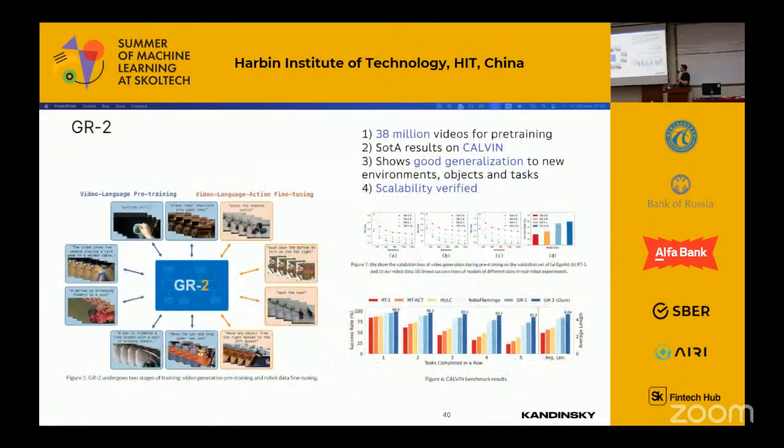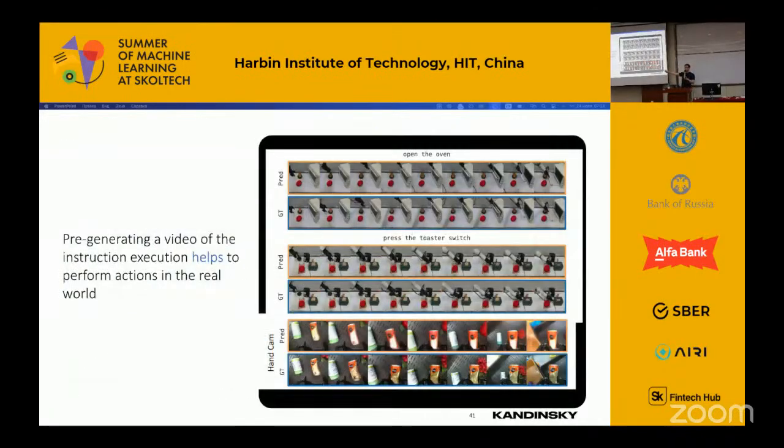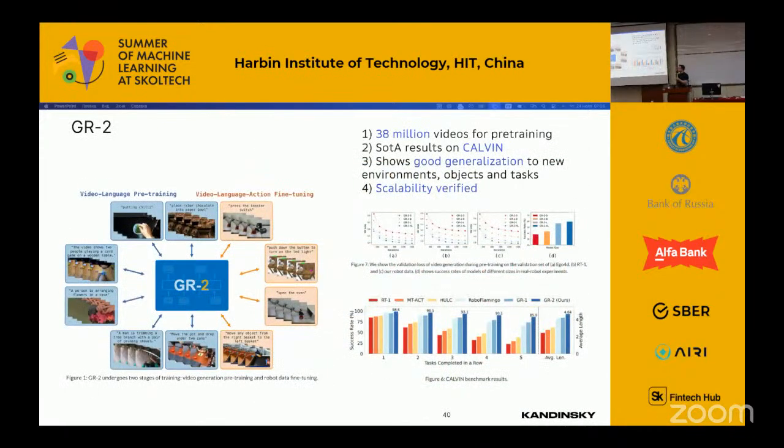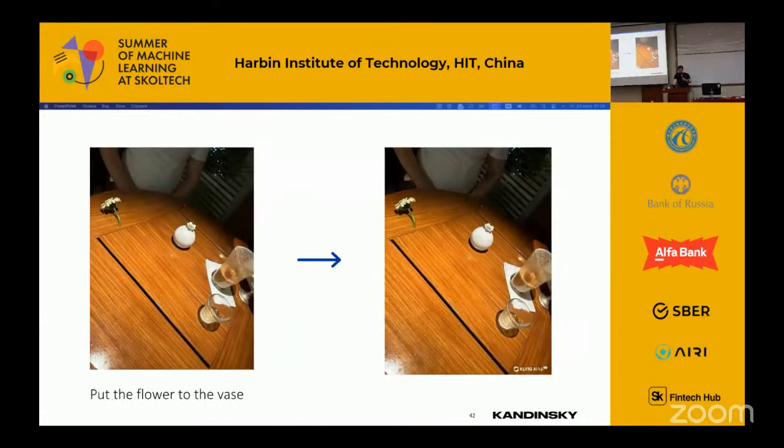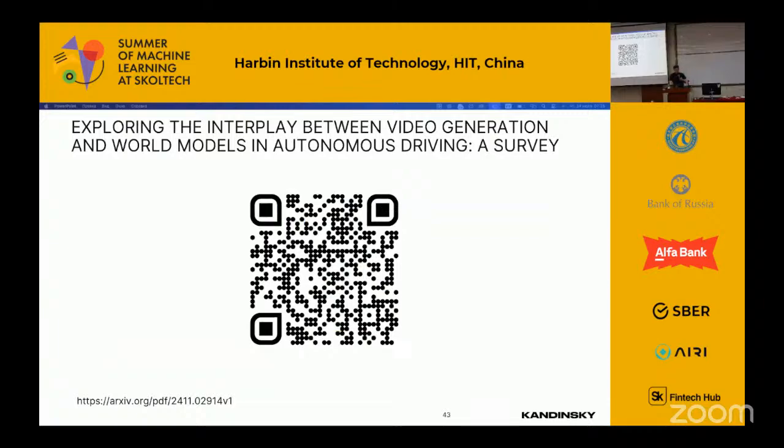And an interesting result, and that's what they do in GR2, an interesting result that it worked. It has state-of-the-art results on the Calvin, a prominent benchmark of robotics tasks. It showed a good generalization to new environments, and they verified the scalability. So they show scaling laws, only on 38 million videos for pre-training. That's nice. If you want to read a little bit more about the world models, you can scan the QR code.